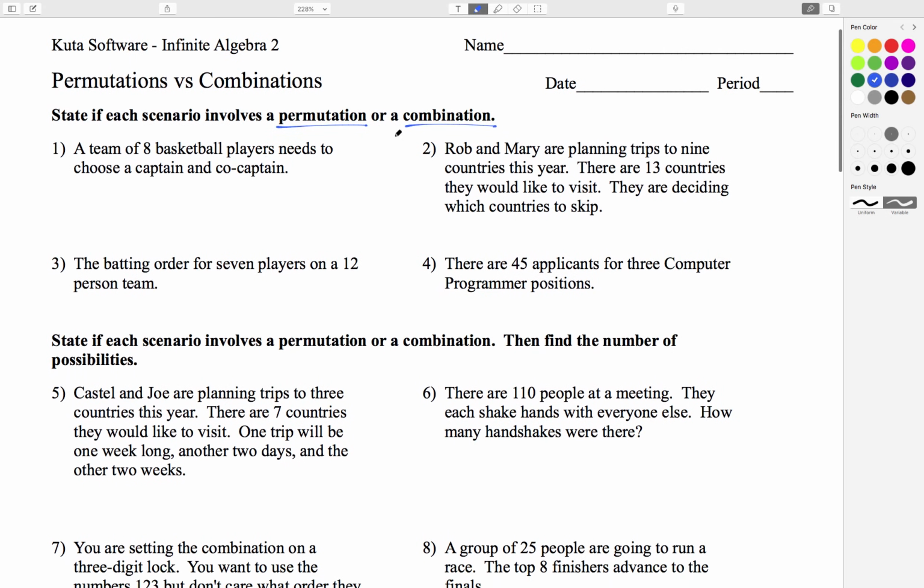A team of 8 basketball players needs to choose a captain and a co-captain. So out of the 8 basketball players, we need to choose 2 people, one for captain, one for co-captain. The order matters. It's not the same being captain versus co-captain. All we need to say here is permutation.